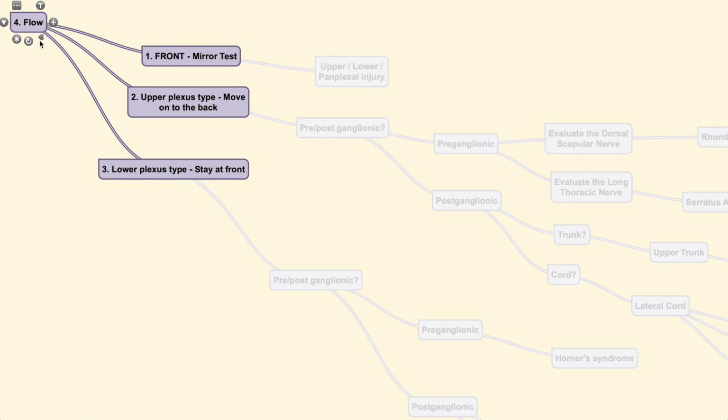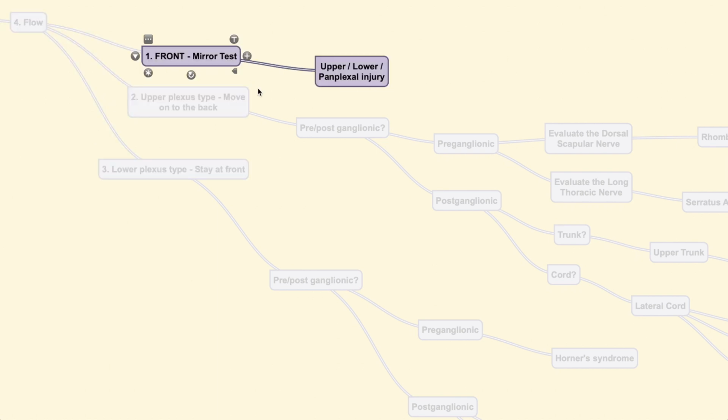So this flow here lets us evaluate the brachial plexus injury systematically, so you do not miss anything while doing a good physical examination. So the first thing you do is to stand in front of the patient and then do a mirror test. After you have done so, you already have a good grip of the diagnosis, which is an upper injury, lower injury, or panplexal injury.